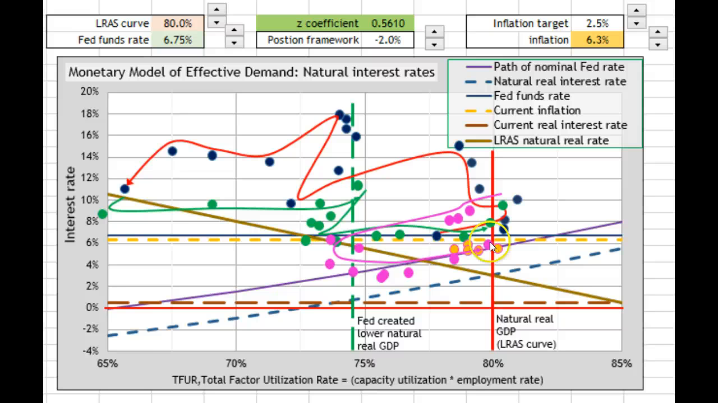It's amazing how the Fed was able to do this. They were able to control inflation and come right back to their target after about 15 years. Okay, so let's just start the story and get it going.